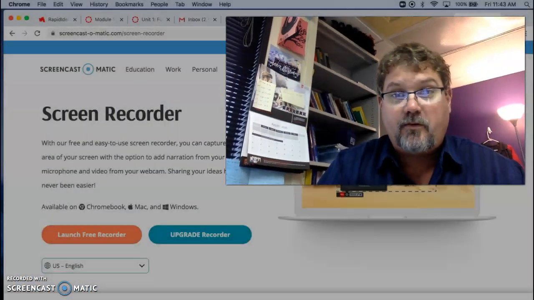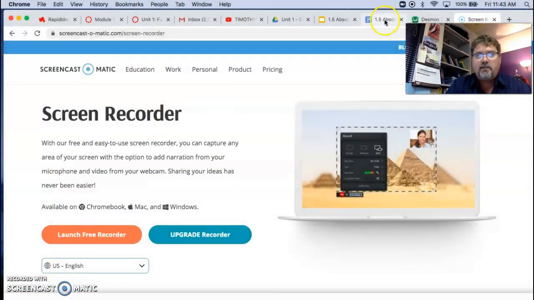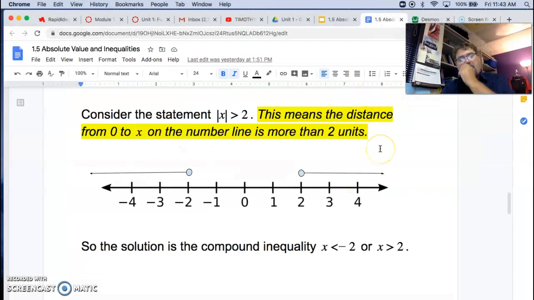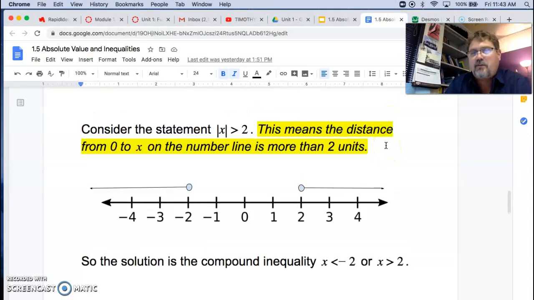And I want to just talk for a minute about how inequalities work and exactly what the language means when you see symbols like this. They can be daunting to understand sometimes, so let's try to wrap our head around this. Consider this statement: the absolute value of x is greater than 2. I highlighted this in the notes. This means the distance from 0 to x on the number line is more than 2 units.